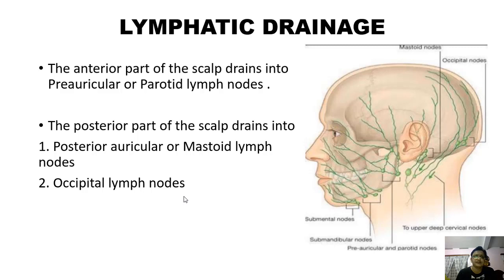Coming to the lymphatic drainage, the anterior part of the scalp, this portion, anterior part of the scalp drains into the preauricular or parotid region, and the posterior part of the scalp drains into the posterior auricular or mastoid region and occipital lymph nodes.